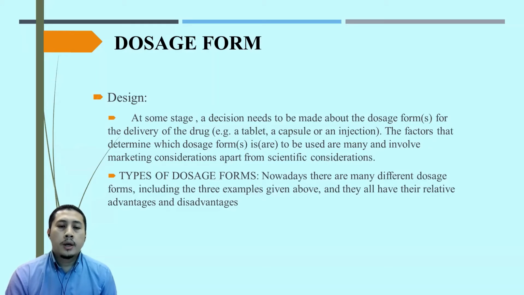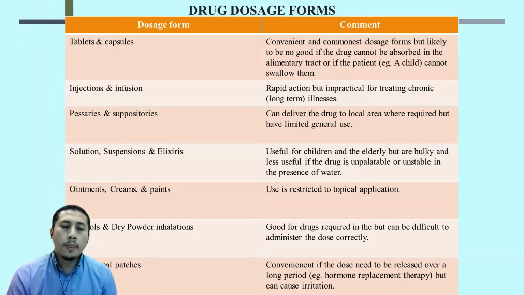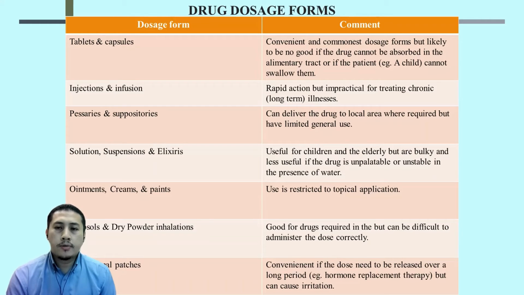Okay, there are many factors that contribute to the decision on what dosage form that we should select for that particular drug. Types of dosage forms. Nowadays, there are many different dosage forms, including the 3 examples given above, and they all have their relative advantages and disadvantages. So these are some of the dosage forms. Tablets and capsules. Remarks: convenient and commonest dosage forms, but likely to be no good if the drug cannot be absorbed in the alimentary tract or if the patient, for example a child, cannot swallow them.